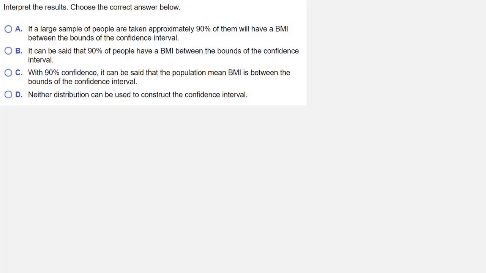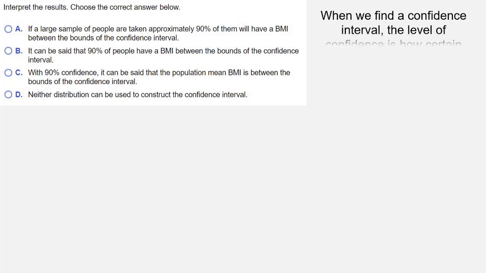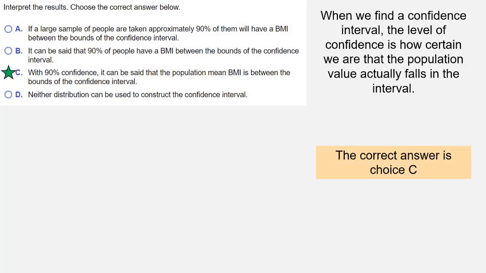That's what that means. When we're finding a confidence interval, the level of confidence is how certain we are that the actual population mean falls within that interval. So we're going to go with choice C here. And that's your answer.